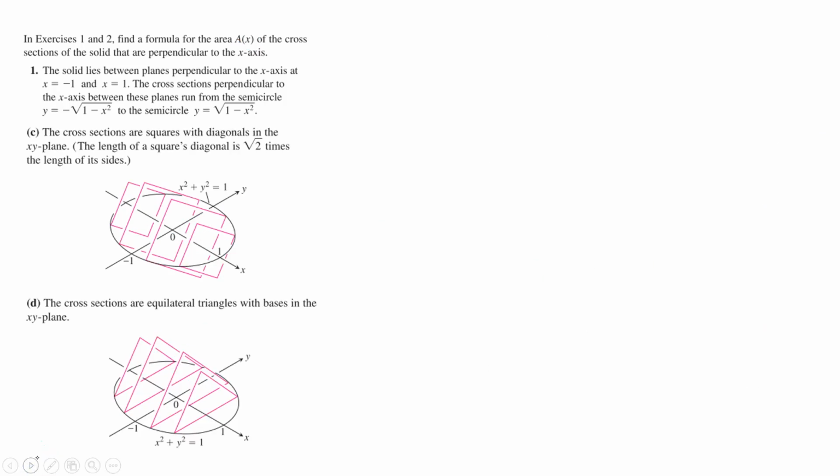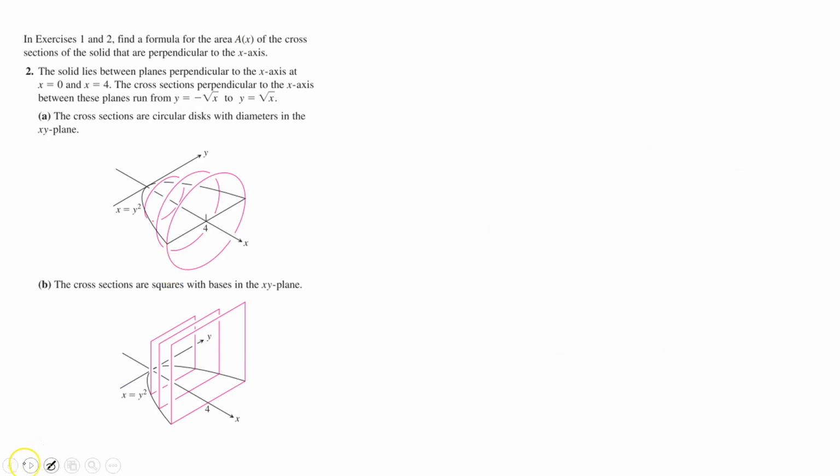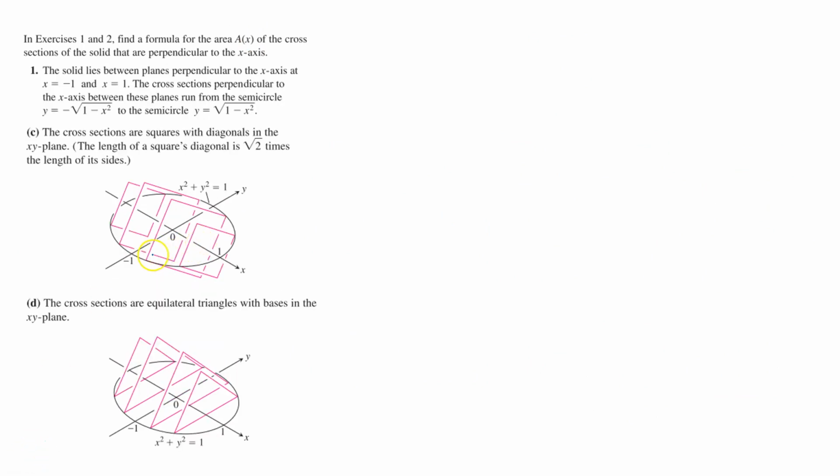So here, now we have squares with a diagonal. The diagonal is actually going to be lying in the circle. So the cross sections are squares with diagonals in the xy plane. The length of a square's diagonal is root 2 times the length of its sides. That makes sense because if this is 1 down here and 1, this is a 45-45-90 triangle, this would be root 2. So in general, x, x, and root 2 x, that's how long the diagonal is going to be. That's going to be helpful in finding the base length of the square.